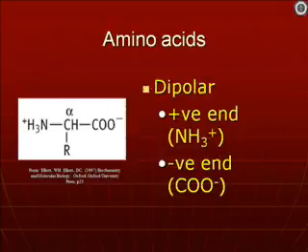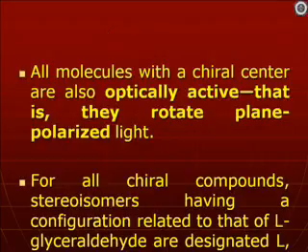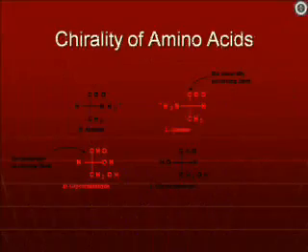Amino acids have an amino group as well as a carboxyl group. So they are known as dipolar, with positive charge because of NH3+ and negative charge because of COO-. All molecules that have a chiral center are also optically active. That is, they can rotate the plane of polarized light either towards the right or towards the left. For all chiral compounds, stereoisomers having a configuration related to that of L are generally seen in the biological macromolecules.